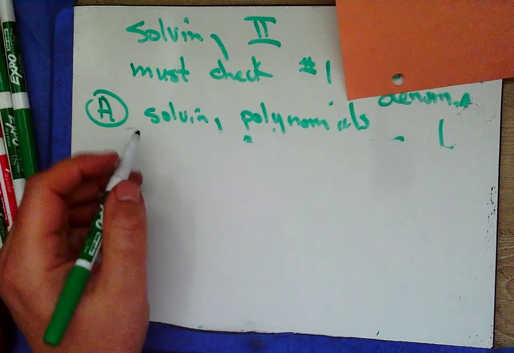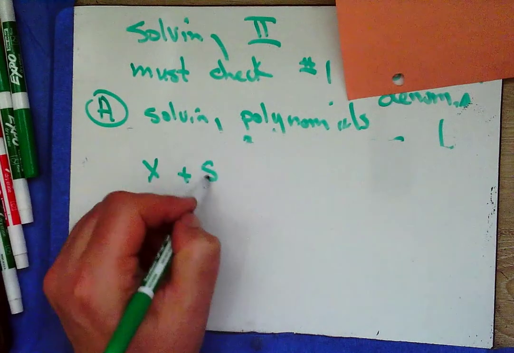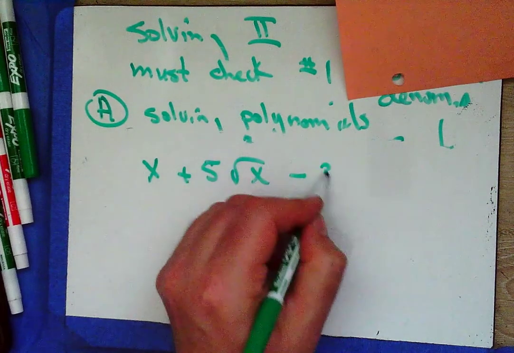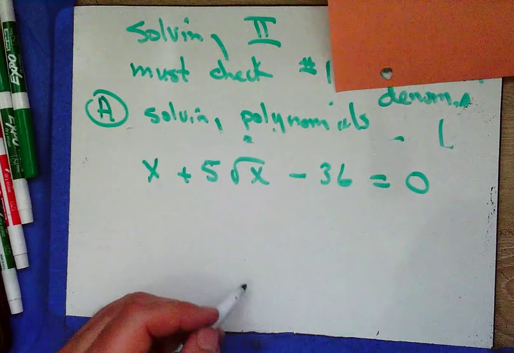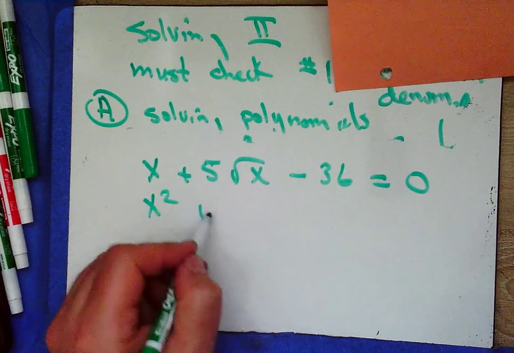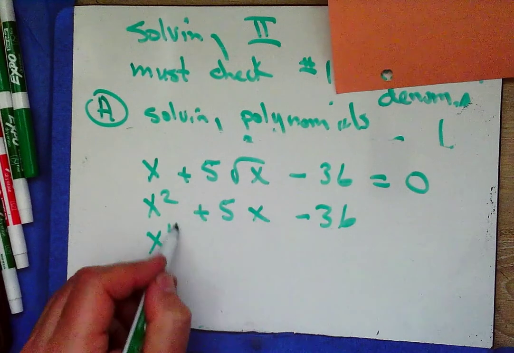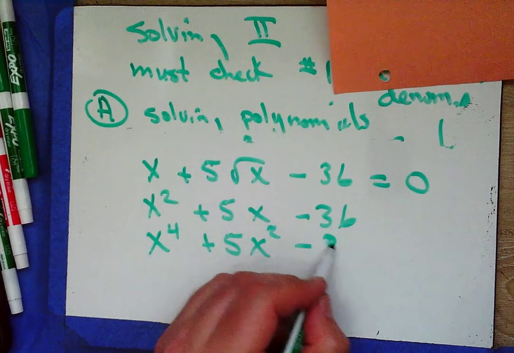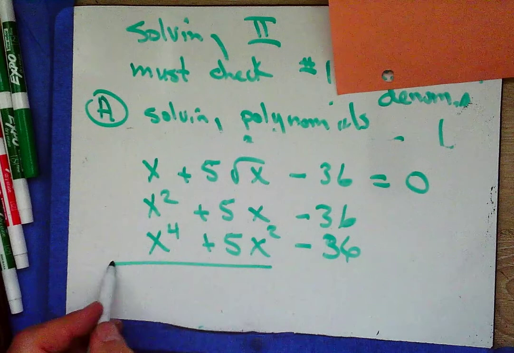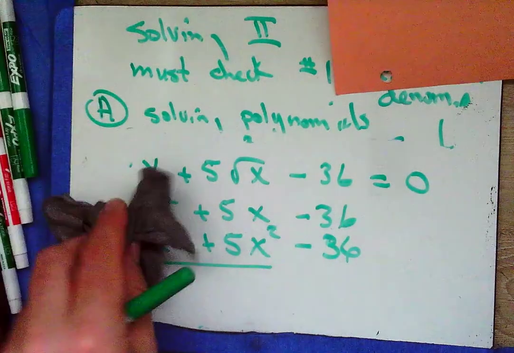It's not a polynomial, but it follows a similar pattern. x plus 5 root x minus 36 equals 0. Aha! This is the same as x squared plus 5x minus 36. And remember this one that we did a few minutes ago? We were able to factor this one. This is following that same pattern. Well, let's go.